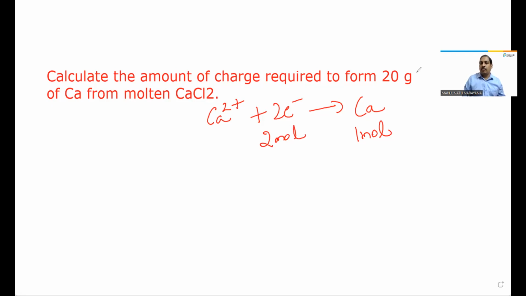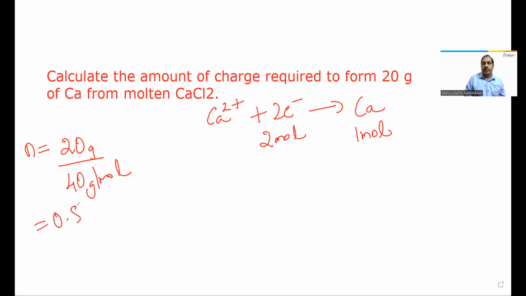But in the question, how many moles of calcium are there? They are given 20 grams of calcium. So we need to find the number of moles. Number of moles would be mass divided by molar mass. For calcium, molar mass is 40 gram per mole. So number of moles is 0.5 mole.